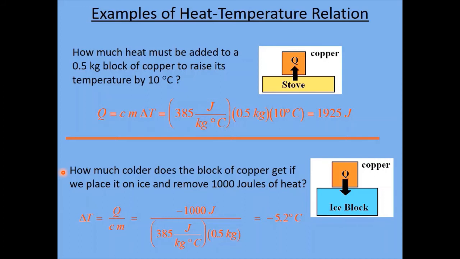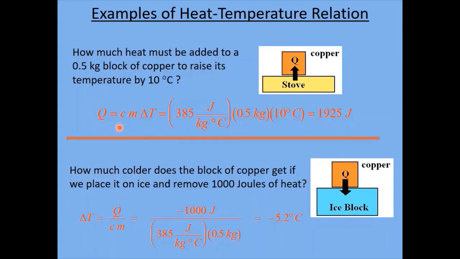In our second problem, how much colder does the copper block get if we place it on ice and remove 1,000 joules of heat? So this time, let's take our block of copper and set it on a block of ice, so that now Q is going to flow from the copper to the ice. Remember, heat always transfers from the warmer object to the colder object. So this time, we're asked to figure out what the temperature change is. In other words, how much colder does it get?